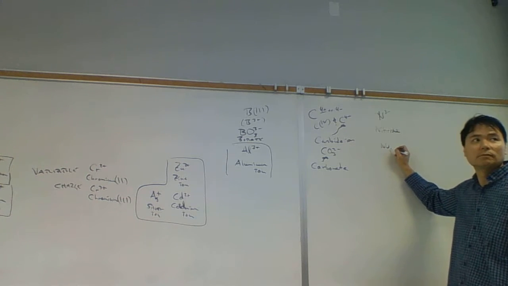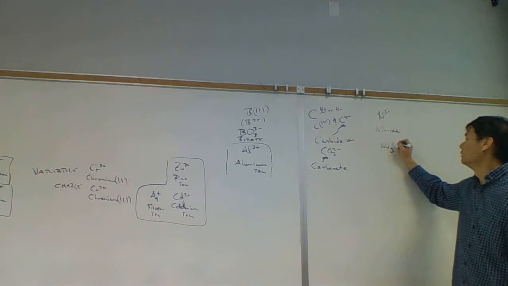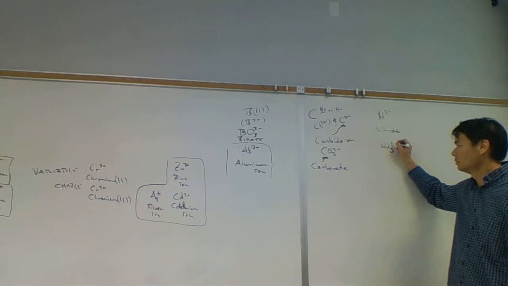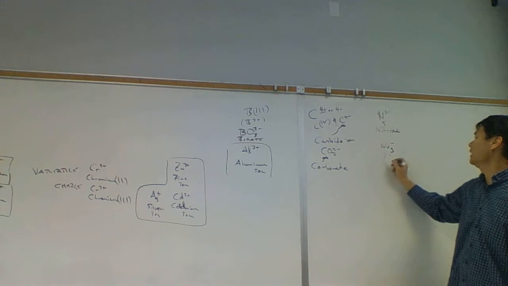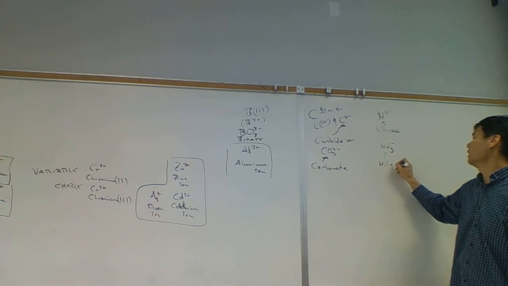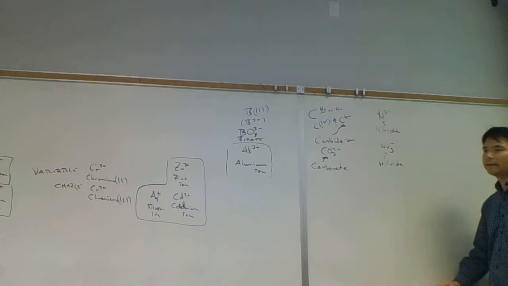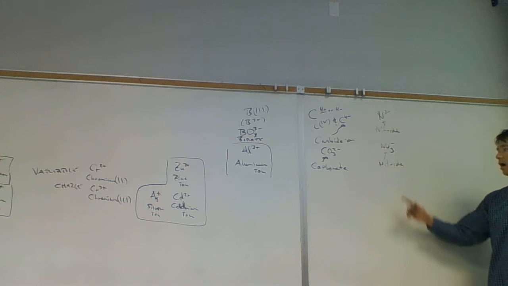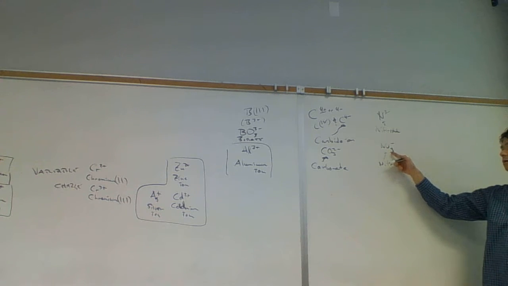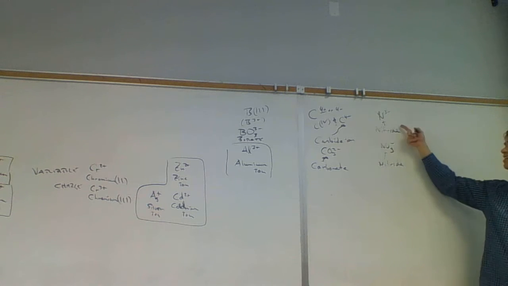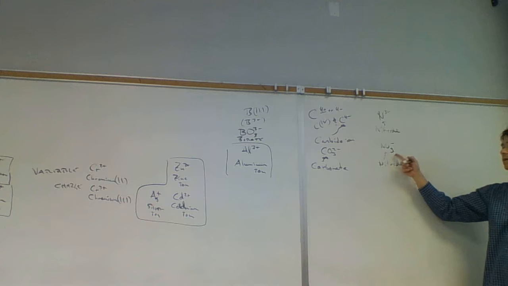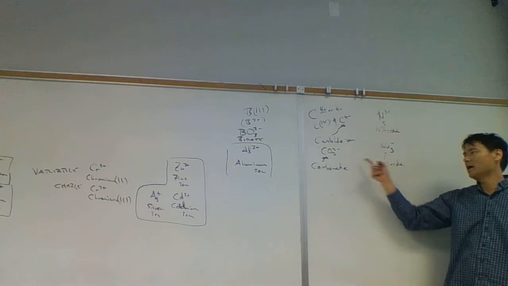No? NO3. What's the charge? NO3 minus. And so this would be nitrate. So this is nitride, nitrate. Now what's often confused with nitride is nitrite. What is nitrite? NO2 minus. And so we don't have to memorize nitrite, we don't have to memorize nitride, we don't have to memorize nitrate, as long as we know the pattern here.